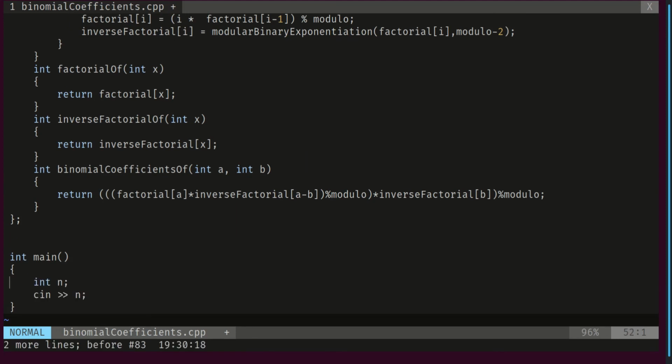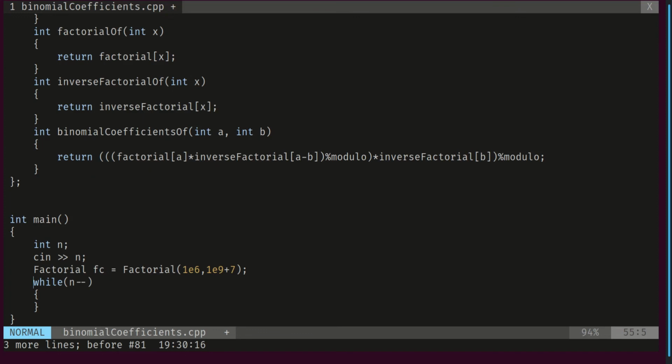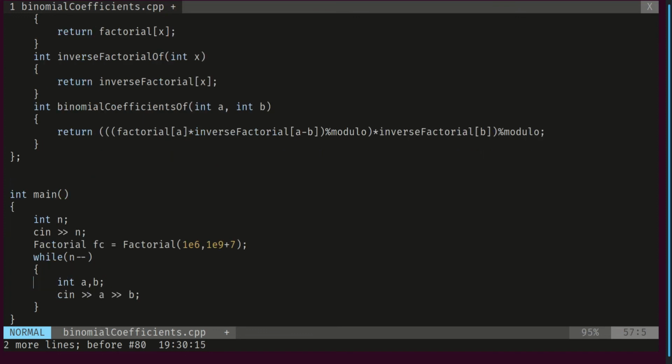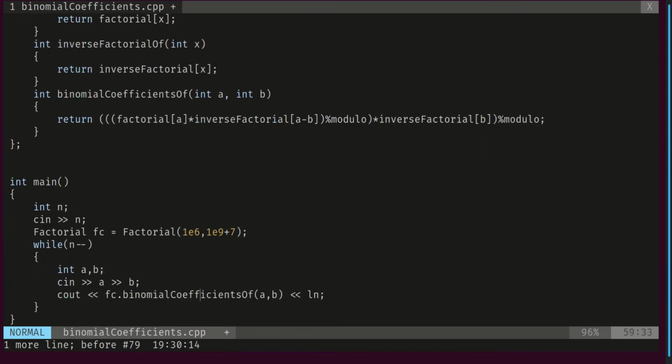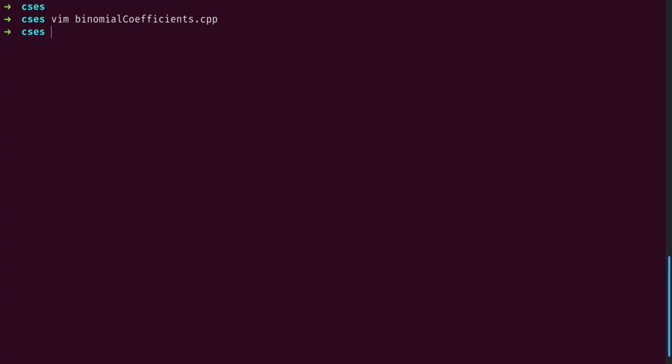So now let's answer the queries. So we'll start by reading n, then we will create our object factorial, and the largest factorial we would want to know is up to 1,000,000, and our modulo is 1,000,007. Then we will answer the queries. So for each query we will read a and b, and we will just output the binomial coefficient of a and b. So that's pretty much it. Let's go ahead and submit.